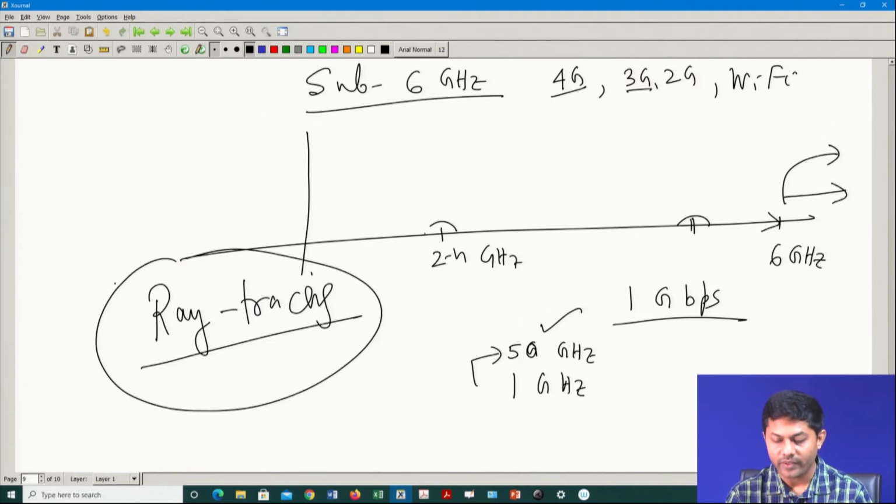Now, today we will be starting the ray tracing model, but before that we need to understand what exactly happens when you have one antenna to another antenna transmission system. What are the physical phenomena, what is the physics involved inside it, that needs to be understood very clearly.